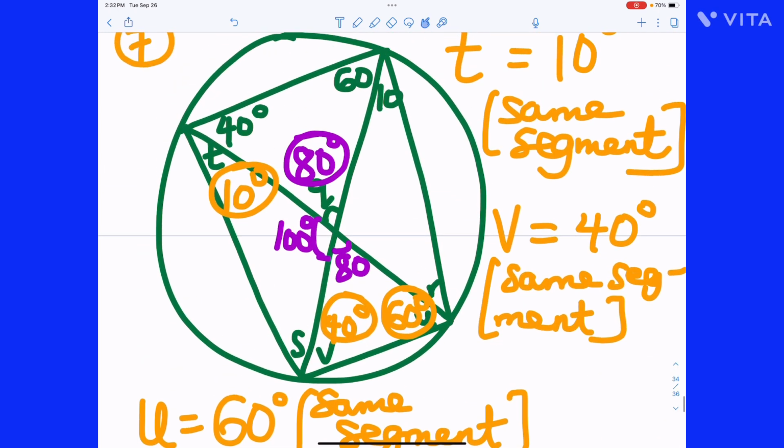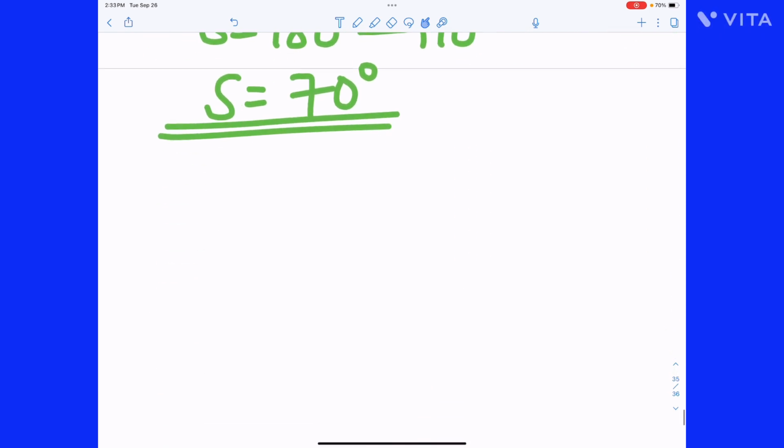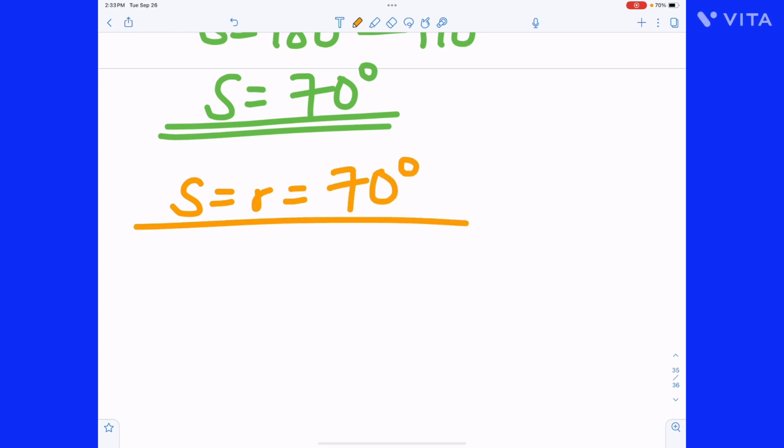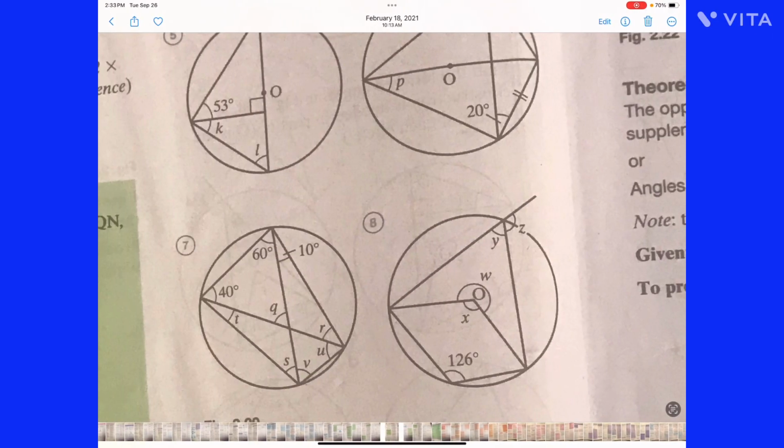So after knowing S, I need R. S and R are in the same segment. Look at my pink line. This is R here. On this arc, S is formed the same way on that same arc. Both are in the same segment. So if S is 70, R is also equal to what? 70. S is equal to R is equal to 70 degrees. So that ends question 7. Let's go ahead and do question 8.